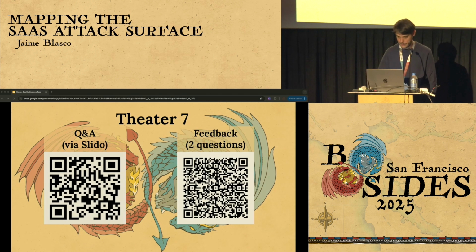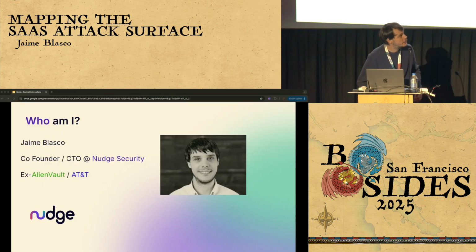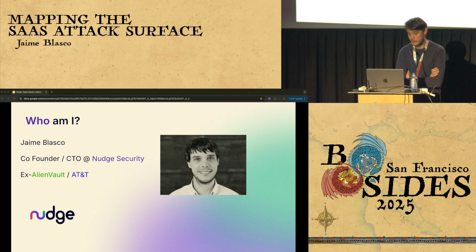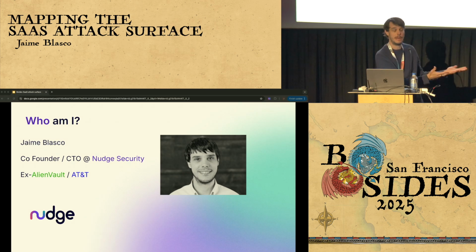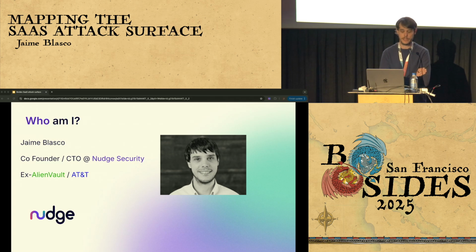Awesome, thank you. Well, thank you for joining me today for the session mapping the SaaS attack surface. My name is Jaime Blasco. I'm a co-founder and CTO of a company called Nudge Security. We help companies map their attack surface and protect all their SaaS applications, working with their employees to do that the proper way.